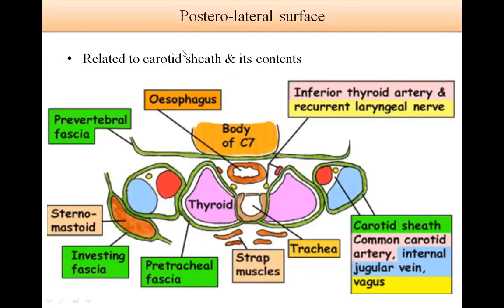Posterolateral surface is related to the carotid sheath and its contents. So here you can see the carotid sheath, which is related to the posterolateral surface of the thyroid gland. And this carotid sheath contains the common carotid artery, internal jugular vein, and the vagus nerve. So these are the three structures which are present in the carotid sheath.